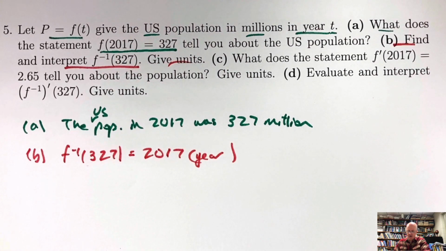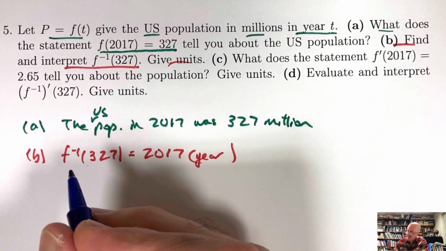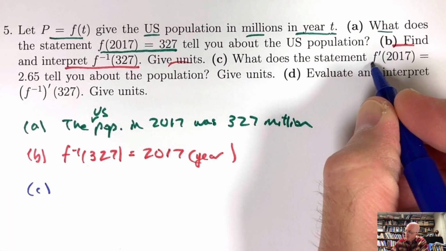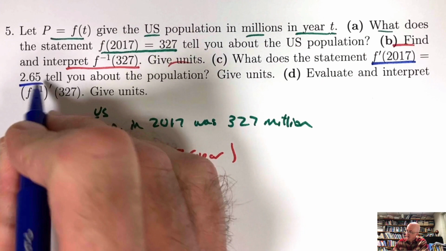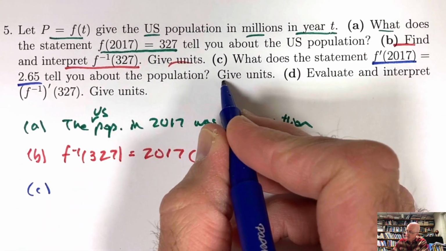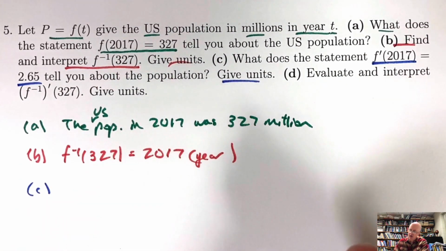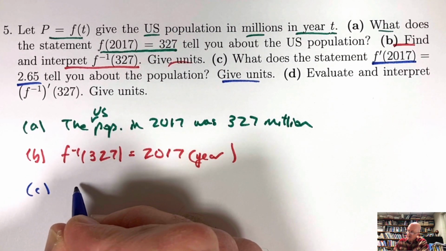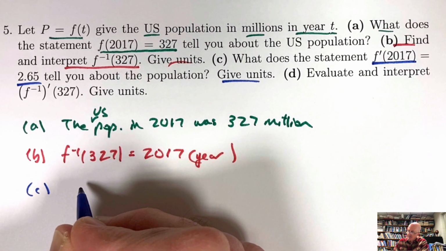Is there a formula for f or f inverse? Well, there are probably approximate formulas, not necessarily an exact formula. Part C, what does the statement f prime of 2017 equals 2.65 tell you about the population? Give units. It is a derivative. It is a rate of change. So it is going to be the rate of change of something. Let's use Leibniz notation to emphasize its meaning.